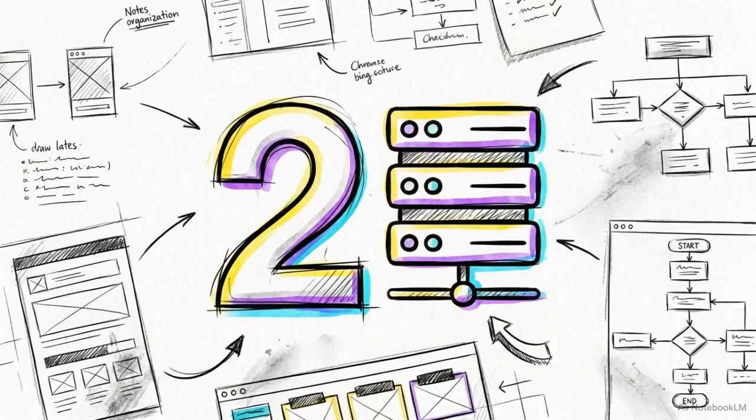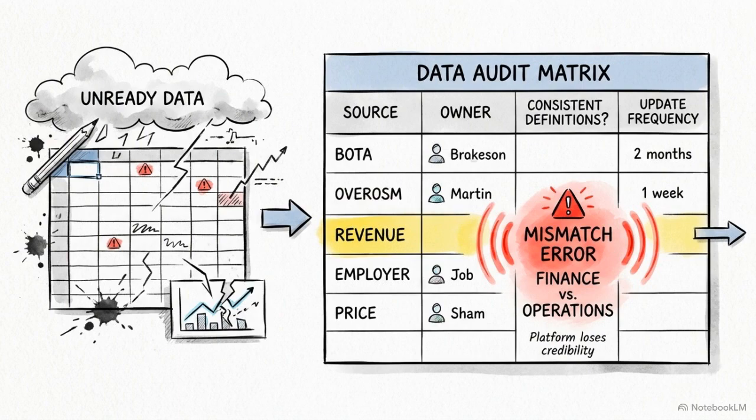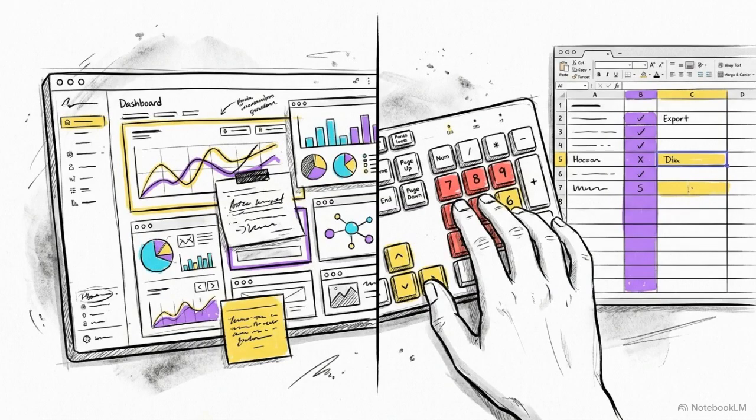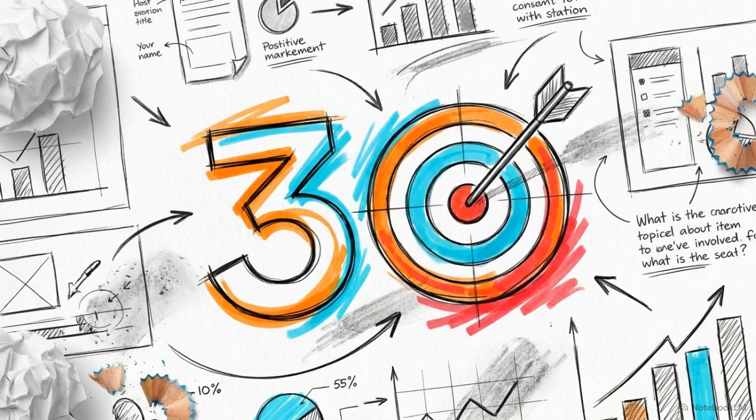Now that we have the decisions mapped, step 2 is auditing your data readiness. No visualization platform can fix data that is incomplete, disconnected, or disorganized. Build a data audit matrix to track your information. For every source, document where it lives, who owns it, and if definitions are consistent. When finance calculates revenue differently than operations, users encounter a conflict. Without standard definitions, the platform loses credibility. Data governance must happen first. If you skip this, users will stop trusting the numbers and return to their manual spreadsheets within a matter of weeks.